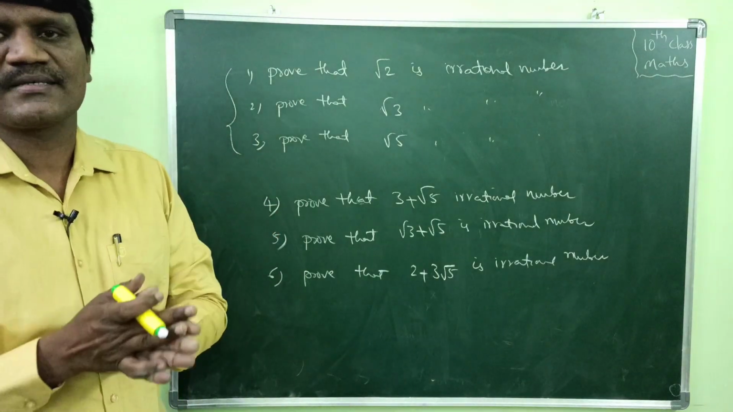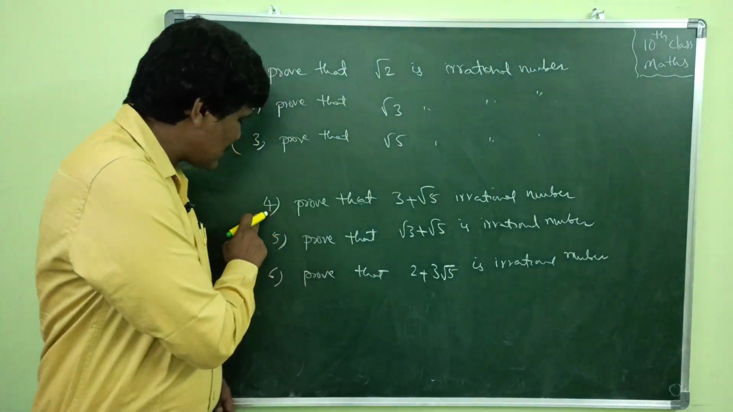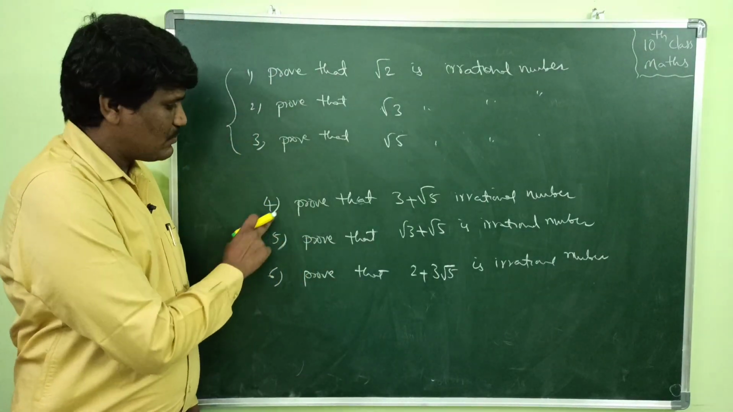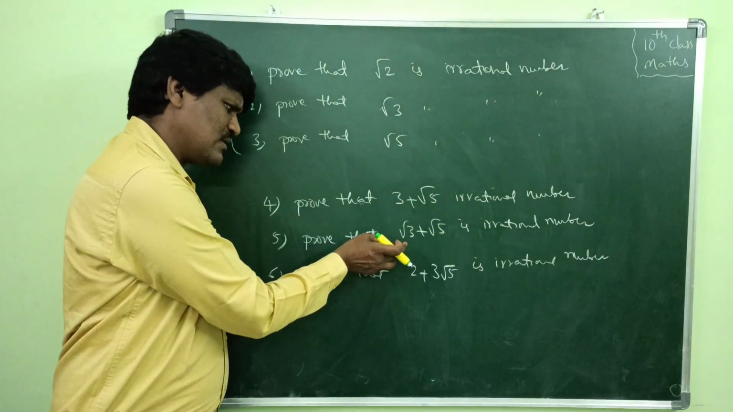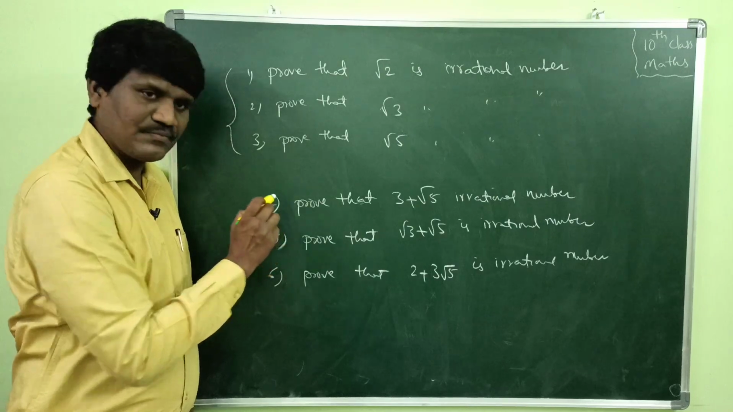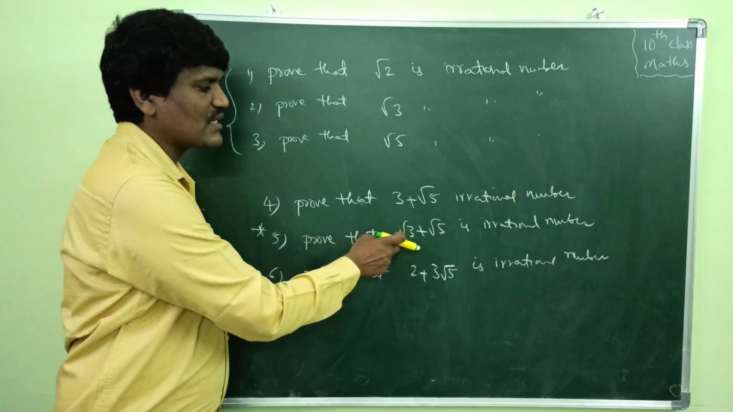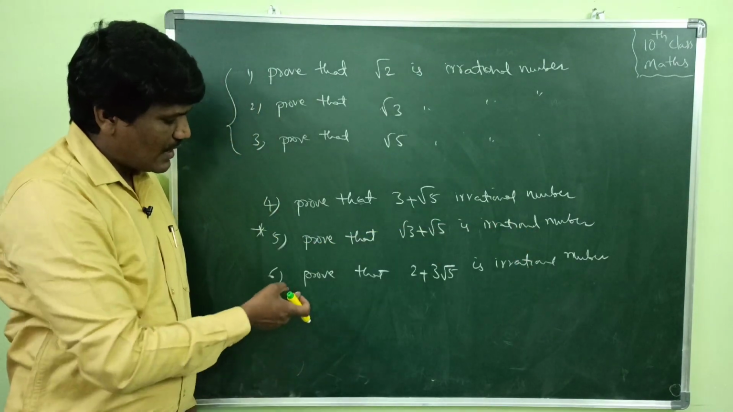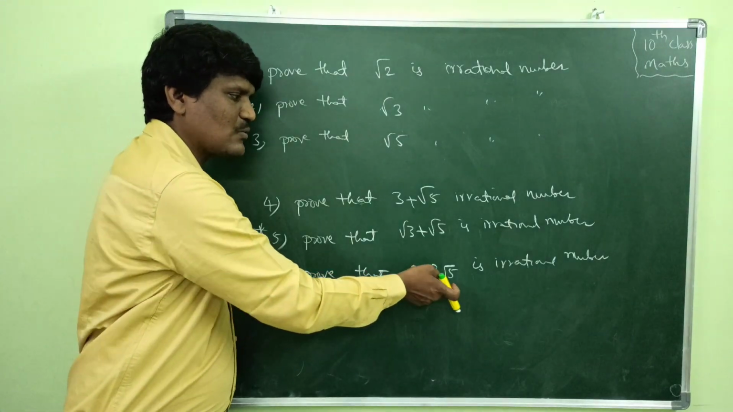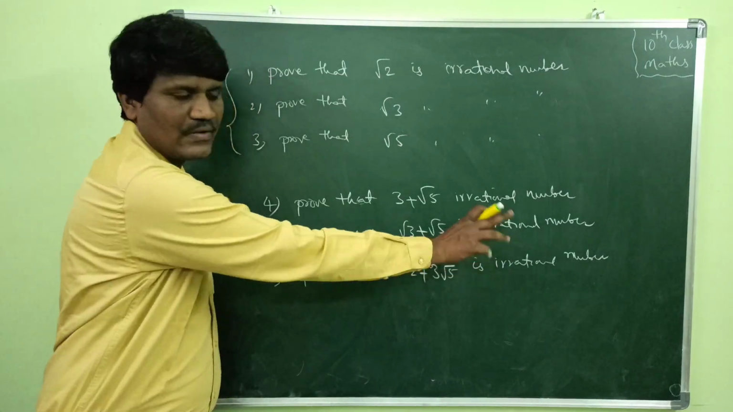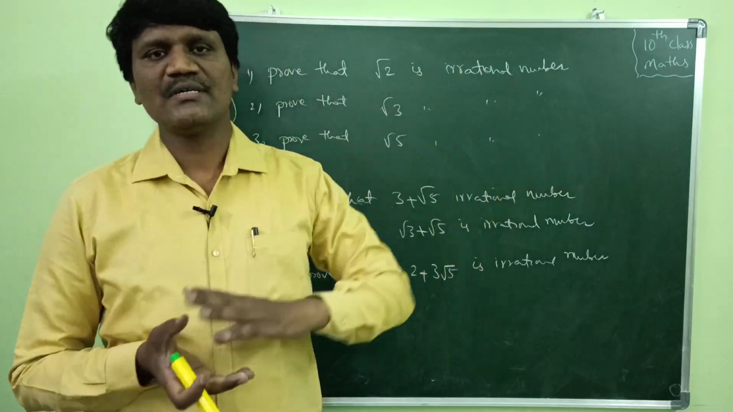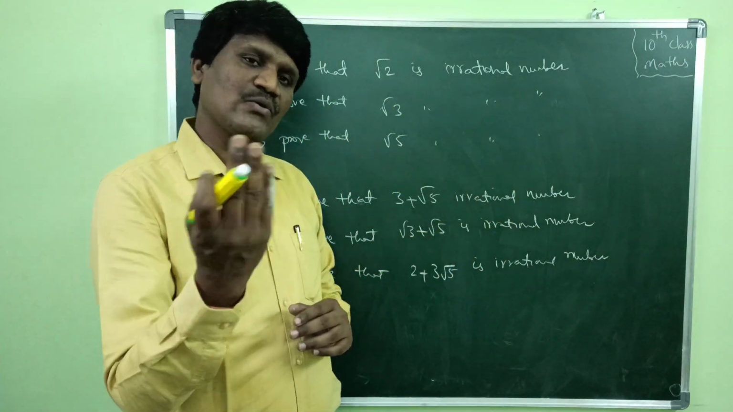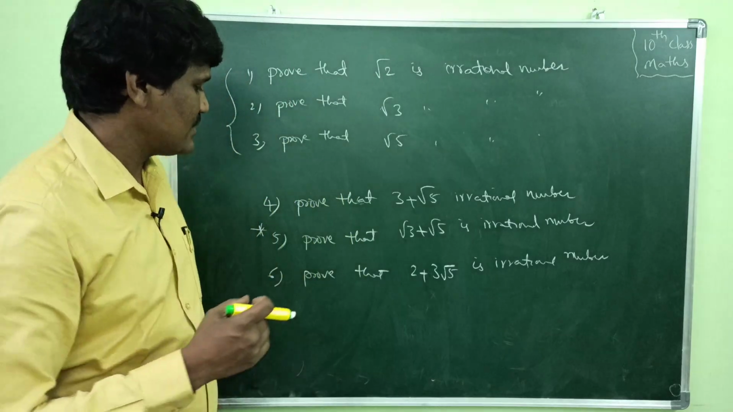So questions will be asked in the examination based on this type, right? Prove that 3 plus root 5 is irrational number, or sometimes this is the most asked question. Prove that root 3 plus root 5 is irrational number, or else they will ask prove that 2 plus 3 root 5 is irrational number. I'll attach the previous year questions at the last, so that you can practice.